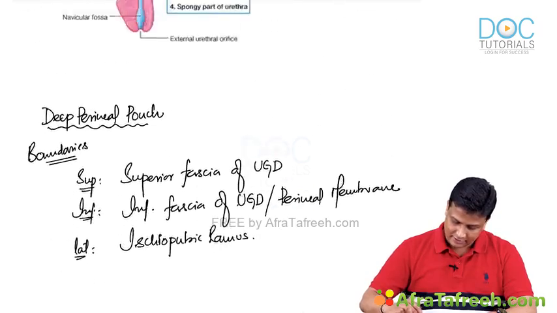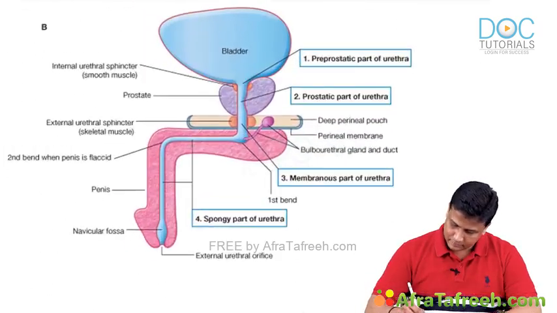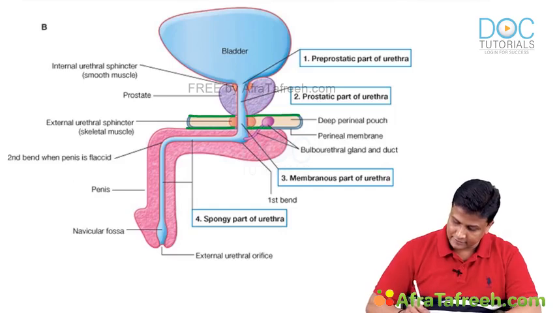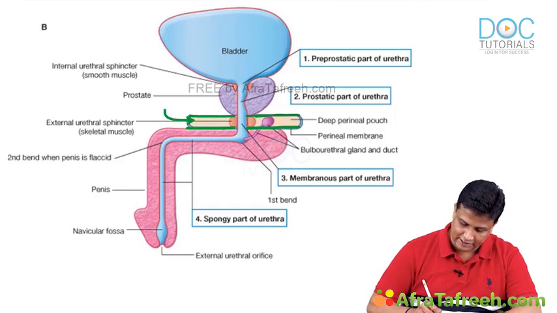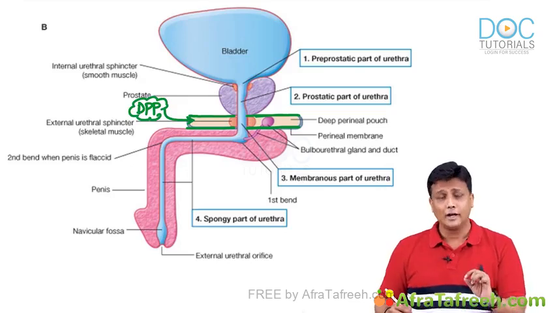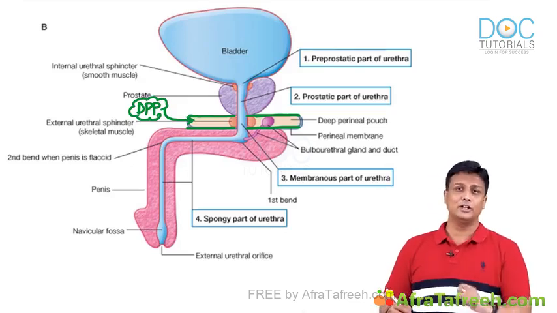Now after this, again come back to this diagram here in the males. Let us quickly revise again, guys. What is this one? This is the superior fascia here. And what is this one here? This is the inferior fascia, which is nothing but the perineal membrane. And between them, this pouch here is the deep perineal pouch. Perfect. Now, I want all of you to please focus on the urethra right now, guys.